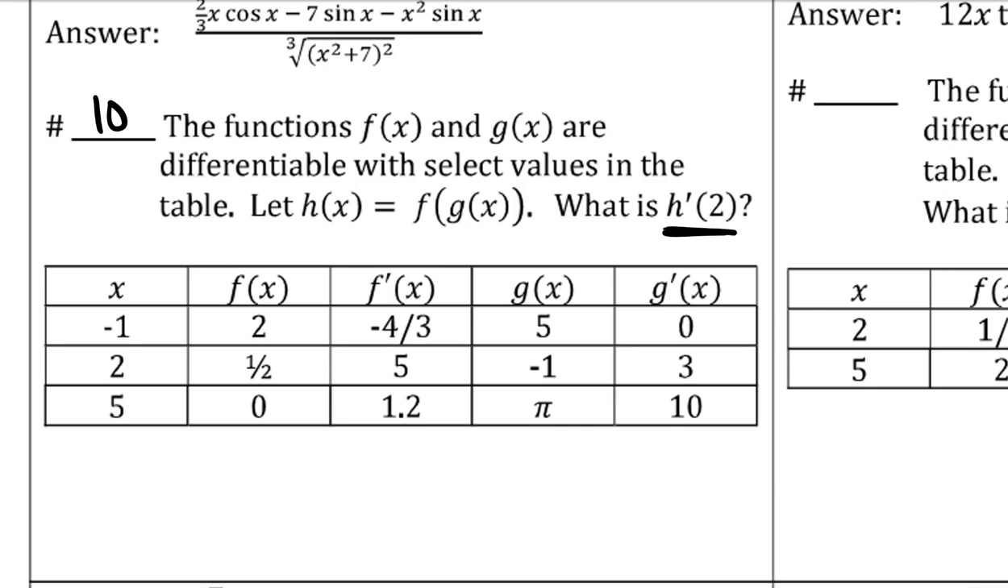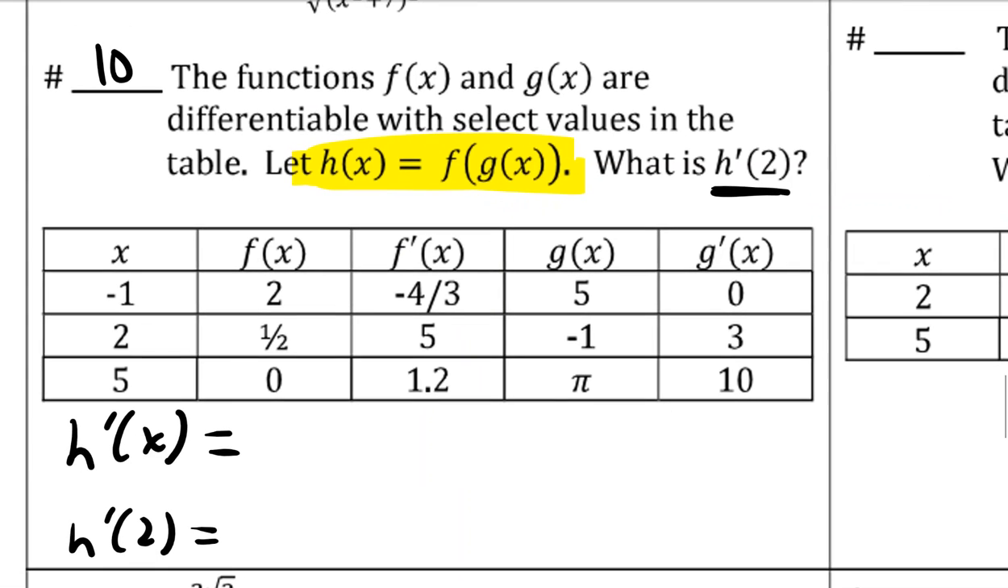So if you want to know h prime of 2, you really need to know what h prime is first. And they give you h up here. Now, you don't necessarily think of the chain rule in this way very often, I think, but this is kind of how it's written out when you talk about it.